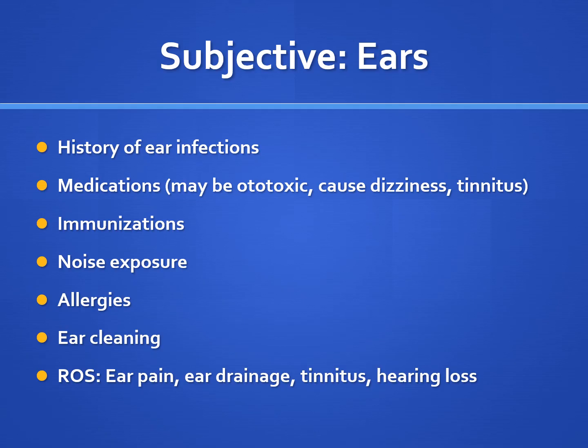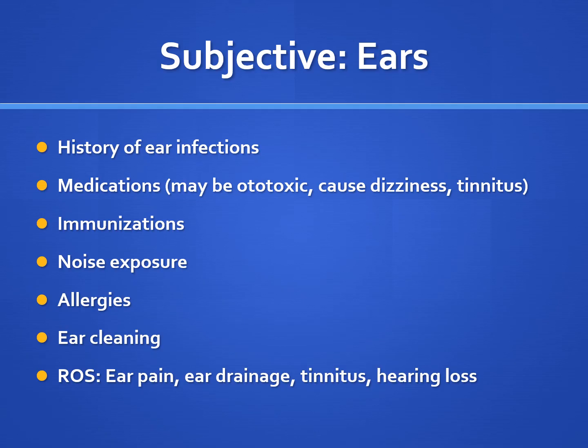Okay, now we're focusing on the subjective history for the ears, so what the patient is going to tell us. And this is critical because many ear conditions are identified through history first. So we want to ask about any past ear infections, especially the frequency, when they occurred, any complications, if they've had recurrent infections, which can lead to hearing loss or structural damage. Always wanting to review medications because some are ototoxic. Examples would include certain antibiotics like aminoglycosides, loop diuretics, which can cause tinnitus, dizziness, and hearing loss.